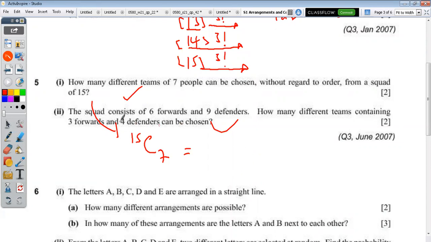Okay. Next one. And then for B, I think this is what you do. The squad originally consists of 6 forwards and 9 defenders, and now they're asking for 3 forwards and 4 defenders. So I said 6 choose 3, which gives you 20, and then multiply by 9 choose 4, which gives you 2,520.